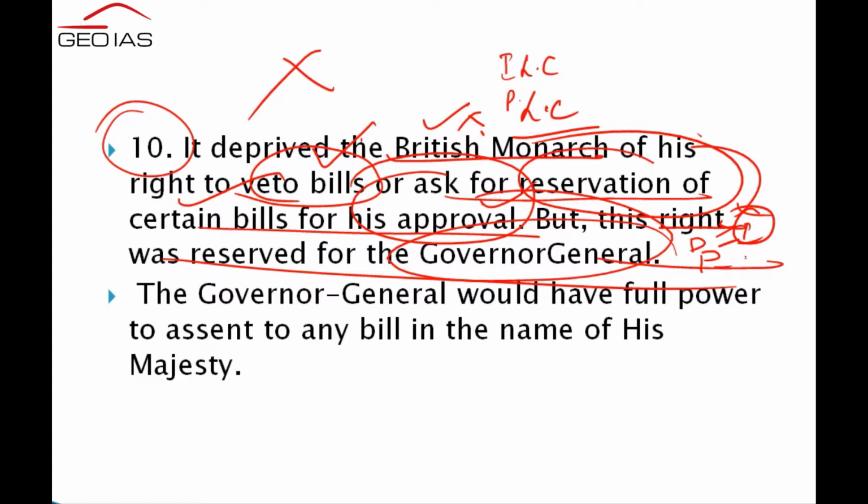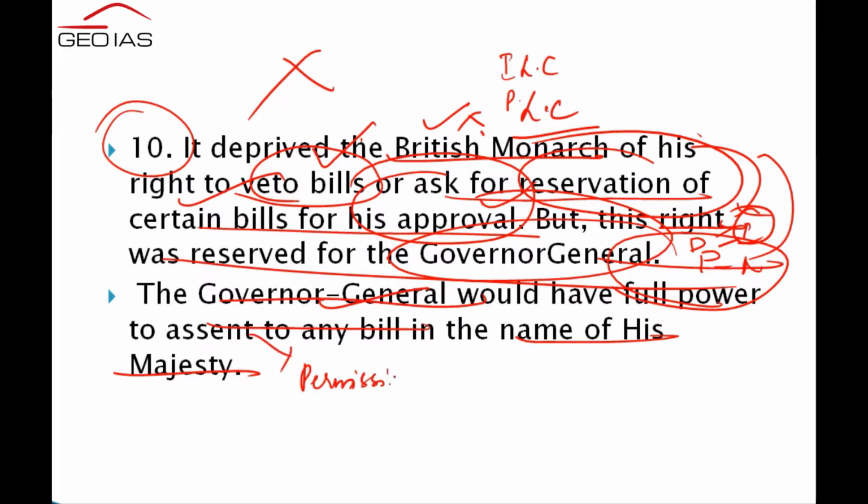The Governor General would have the full power to assent to any bill in the name of His Majesty. So he can give his permission to any bill passed by the Pakistan or the Indian legislatures in the name of His Majesty or Her Majesty.